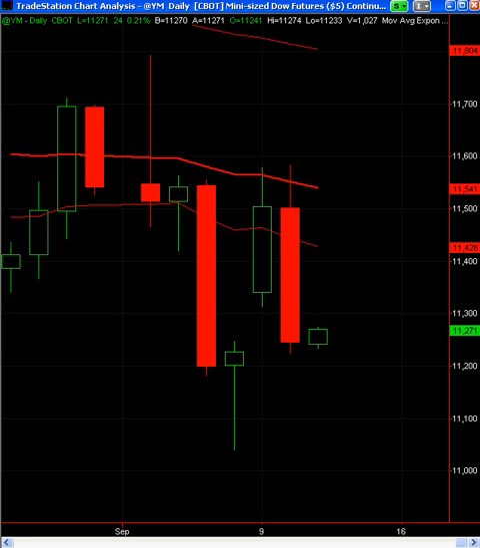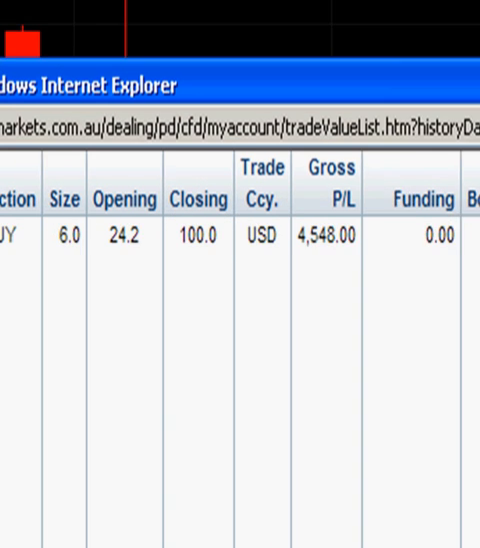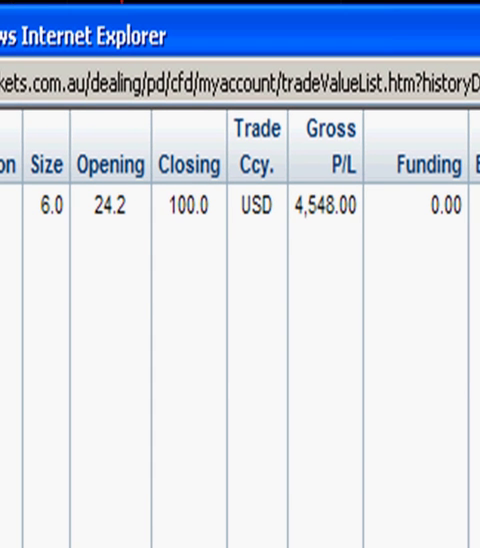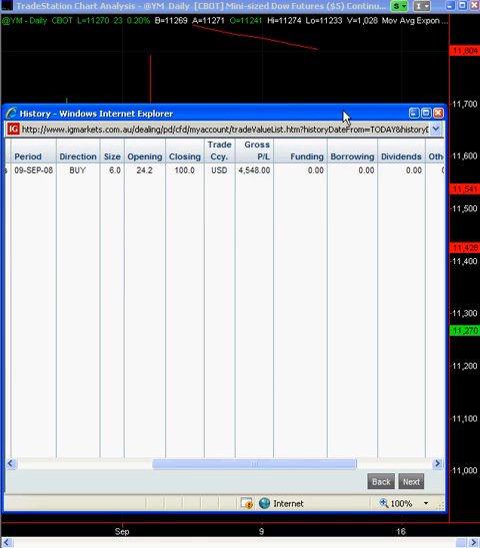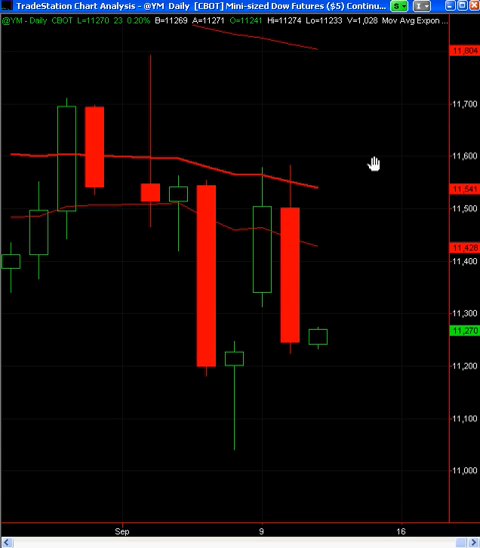And I'll just bring up the account statement here. I actually bought what's called a binary. It's a form of intraday option. I bought it at 24.2 and the closing level was 100. So I made the maximum profit potential on the binary option with a gross profit of 4,548 US dollars, which is around about 5,300 Australian dollars. Alright, so back to the chart.